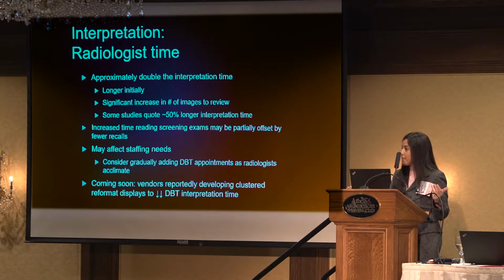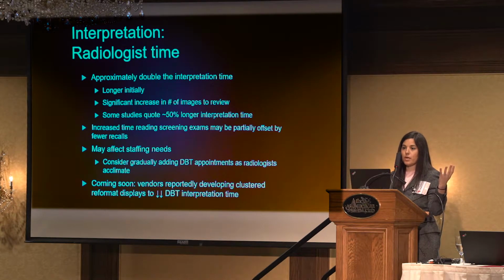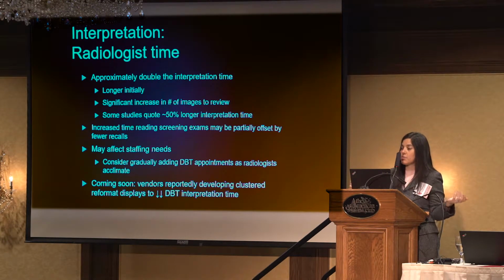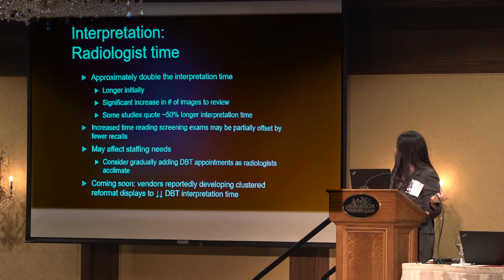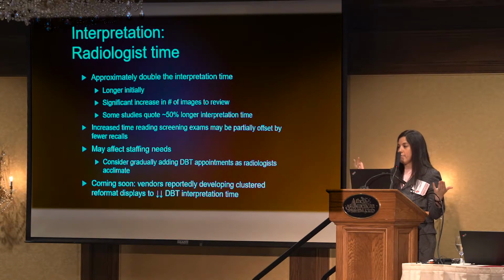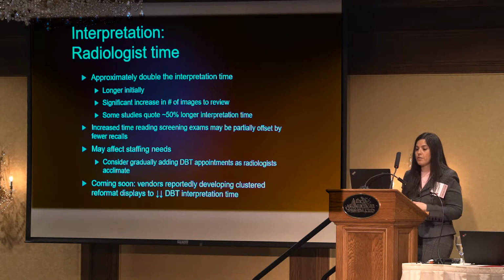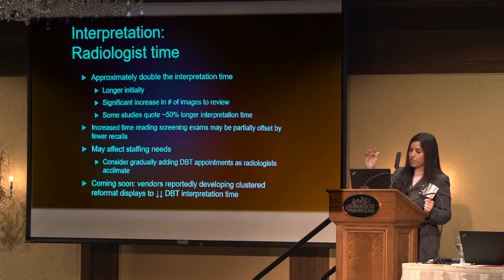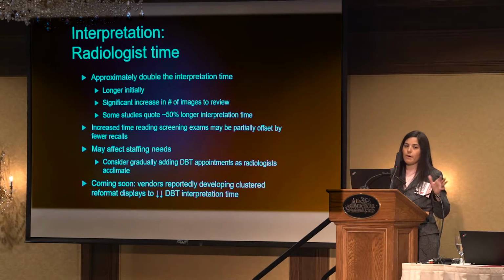If you just think mathematically, you had 4 images to review before. Now you have the 4 images, plus assuming an average 5 centimeter breast, which we live in Wisconsin, so it's usually a little bit bigger, at 1 millimeter slices, that's 50 images per view, times 4 views. That's at least 200 images that we have to look at, plus the 4 full field views. So it does take a longer amount of time. Some studies quote that after you adjust to that increased time and go up the learning curve, you can reduce that longer interpretation time to about 50% longer than a 2D view.